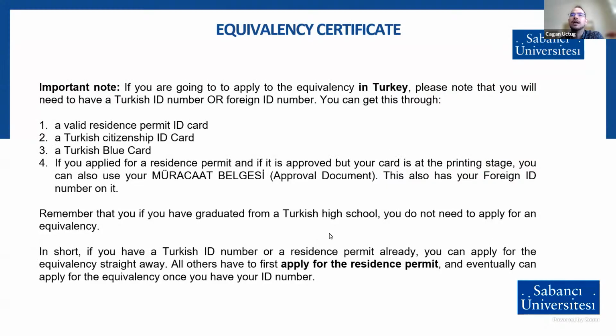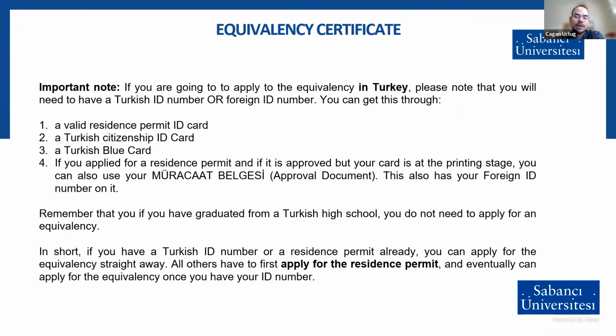But for those of you who are going to apply to the equivalency in Turkey, you have to have a residence permit ID card, like a Turkish ID number, basically, which you can get through various different ways. It's not only residence permit, you can get it in different methods as well, which are listed on the screen. But do know that that is a step that you have to do. We will guide you on the residence permit application process, so you will get this ID during that path.